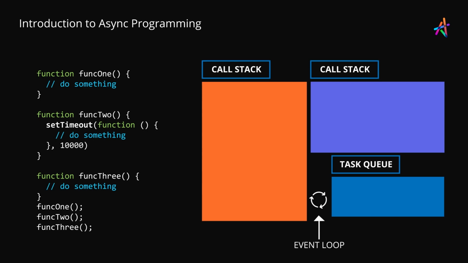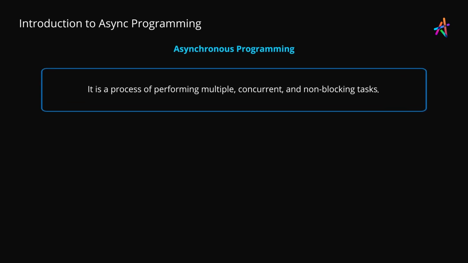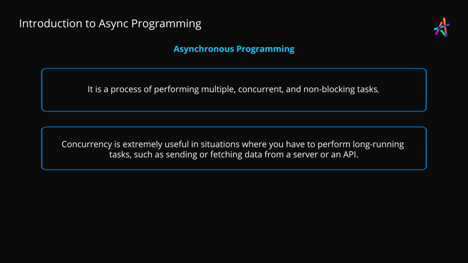This way, you were able to run code in a non-blocking way. The second function did not come in the way of the first and the third function. This is what asynchronous programming is all about. It is the process of performing multiple concurrent and non-blocking tasks. Concurrency is a big thing and is extremely useful in situations where you must perform a long-running task such as sending or fetching data from a server or an API.